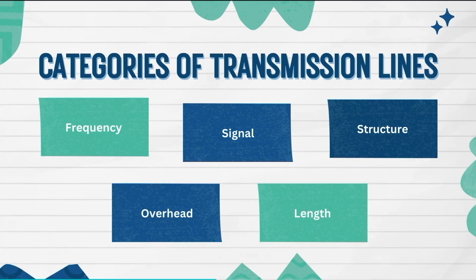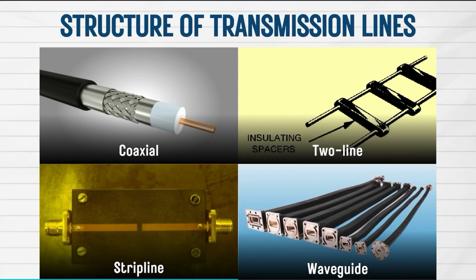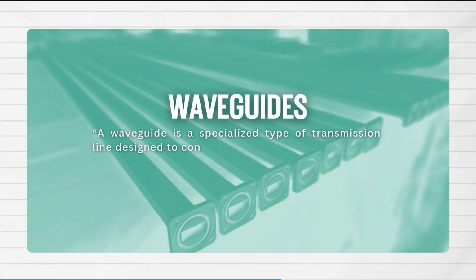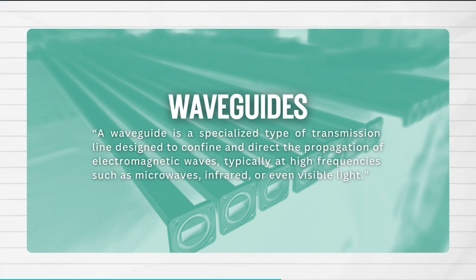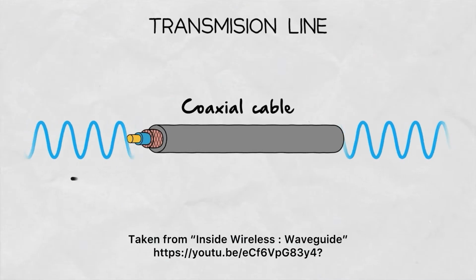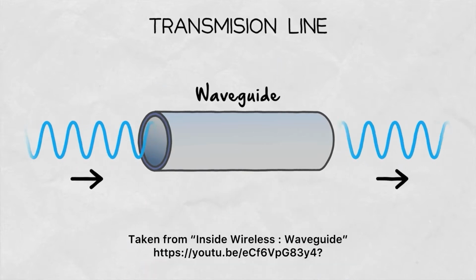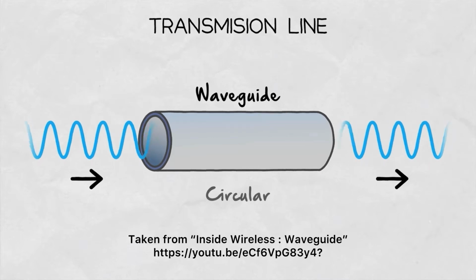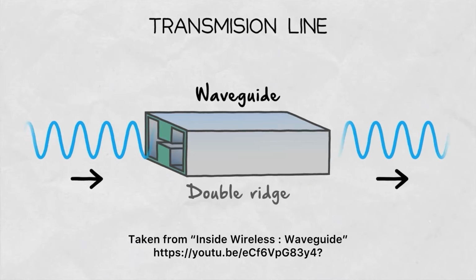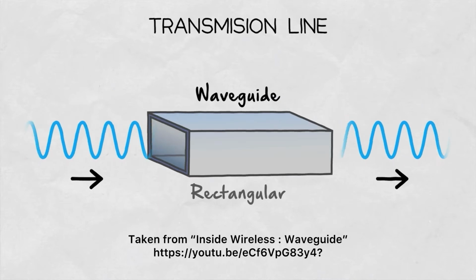Okay, there are many types of transmission lines, but in this video, I'll be focusing specifically on waveguides. A waveguide is a specialized type of transmission line designed to confine and direct the propagation of electromagnetic waves, typically at high frequencies such as microwaves, infrared, or even visible light. Unlike traditional cables with central conductors, waveguides are usually hollow metallic tubes that guide waves through internal reflection along their walls, minimizing signal loss. Usually, they take the form of rectangular or circular tubes.